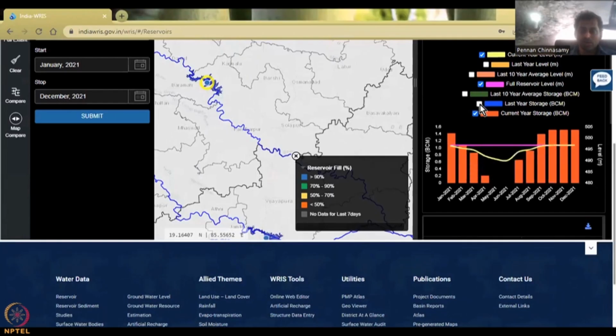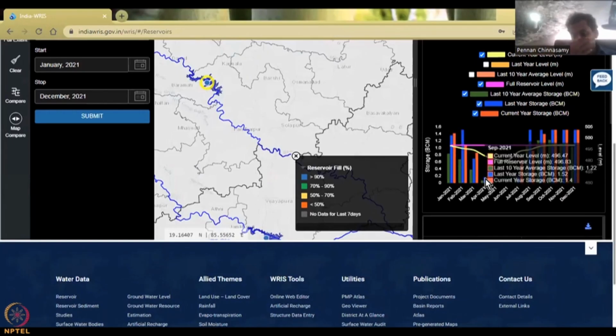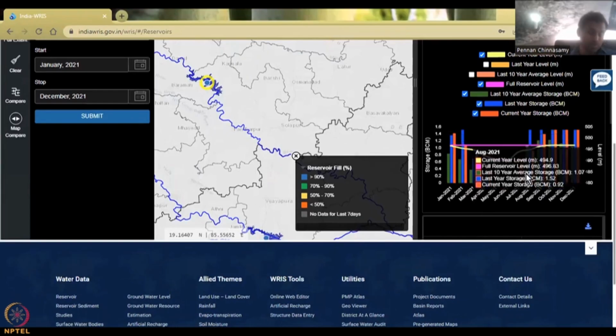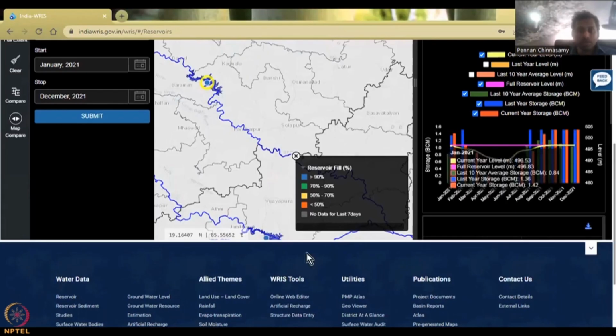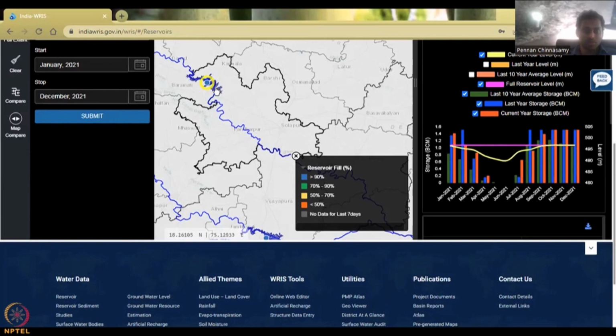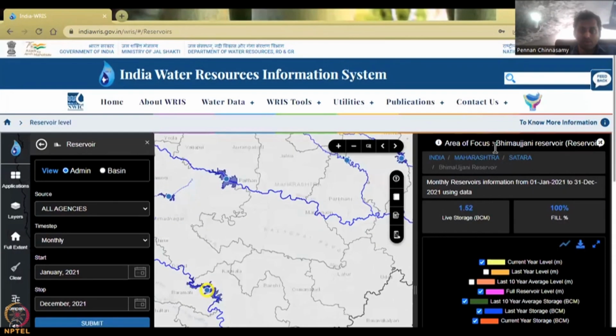If you look at the 10 years average and last year average, the storage during these months has been 0, which means all the water has dried up. And then after the monsoon comes, the water has been captured. So the 90% capacity, etc., has been established. This is the reservoir. You can see the blue volume represented as a 2D surface. And you have all the other information needed for understanding how the live storage is and whether you can put more water in it. So 1.52 is the live storage, and it is 100% full.